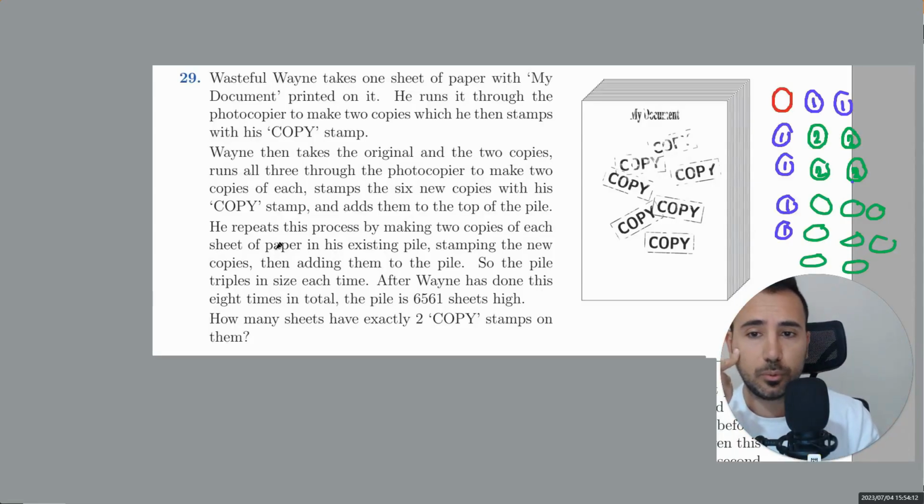Now, what does the question want? He repeats this process by making 2 copies of each sheet of paper in his existing pile, stamping the new copies, then adding them to the pile. So the pile triples in size each time. After Wayne has done this 8 times in total, the pile is 6,561 sheets high. How many sheets have exactly 2 copy stamps on them?